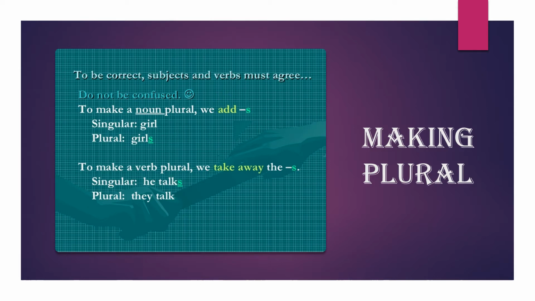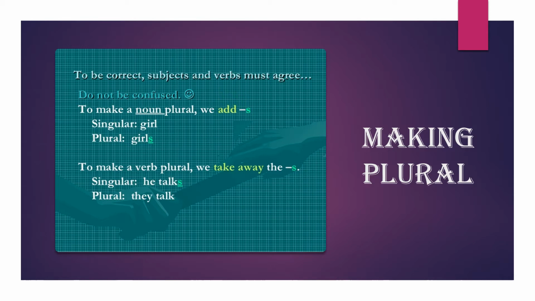Now, whenever we are saying that it has to be a singular noun and a singular verb, and then a plural noun and a plural verb, how do we make them? To make a plural noun, we add an S or an ES or IES. Depending upon what kind of word we have, we will make a plural noun from the singular noun. For example, singular will be girl, plural of the word girl will be girls.